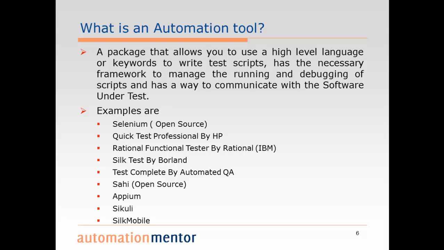And Sahi is becoming famous these days. It has both an open source version and a licensed version. It's similar to Selenium. And APM, Sickly, and Silk Mobile, these are mobile automation tools. APM is open source, and it is similar to Selenium, where you can identify objects based on a locator. And Sickly is another open source mobile automation tool, which is actually an image based automation tool, and the execution is done based on the bitmaps.